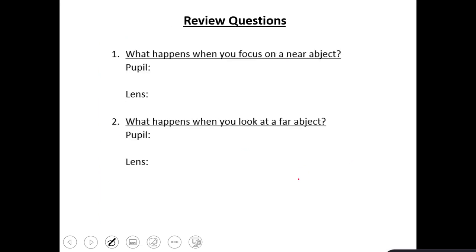Let's look at some review questions. What happens when you focus on a near object? Two things happen. In the pupil, what will happen is pupillary constriction, and the lens becomes round for near vision. On the other hand, if you look far away for far vision, the pupil dilates and the lens becomes flat.